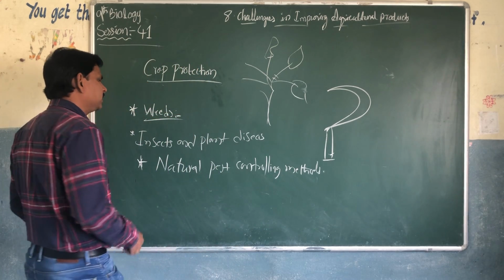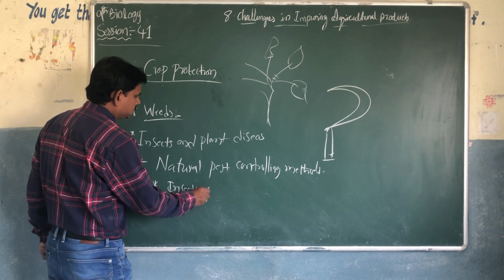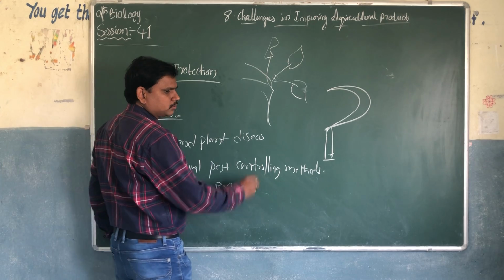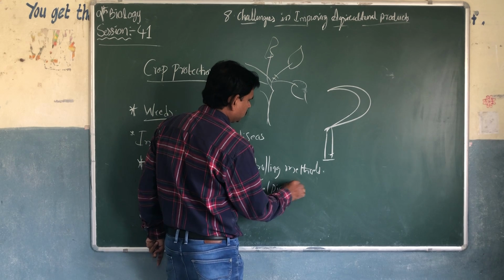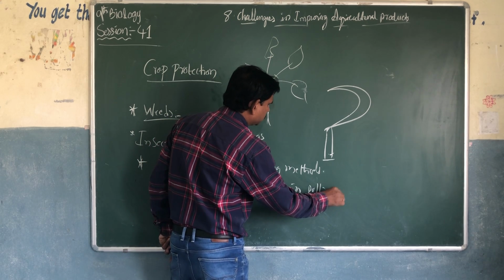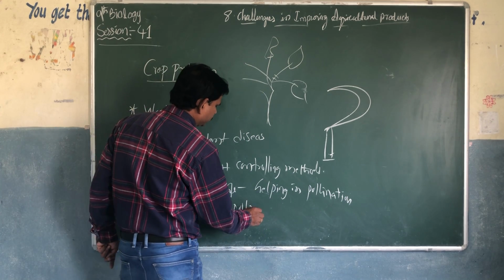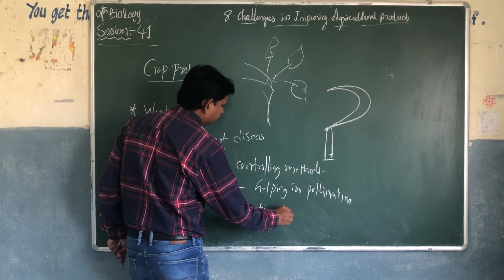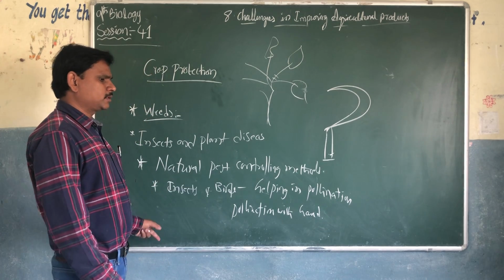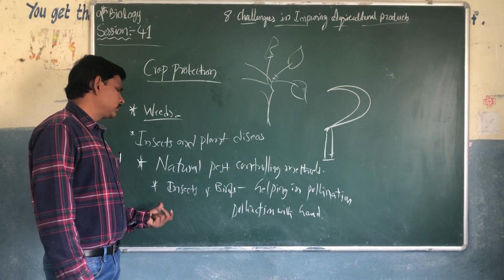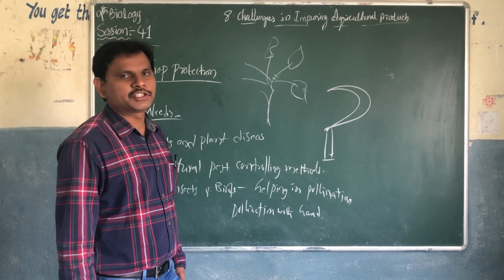So these insects and birds are helping in pollination. Who will do the pollination? Pollination with hand also we can do. Natural pest controlling methods. So insects and birds are helping in the pollination.